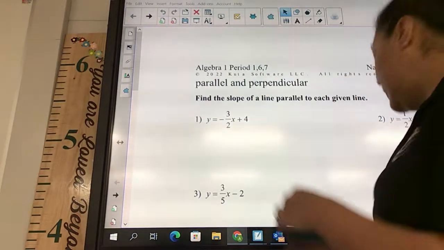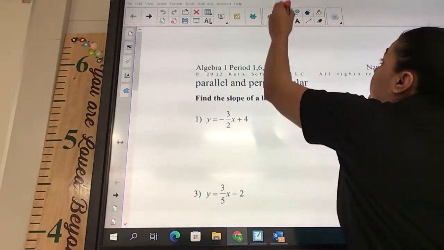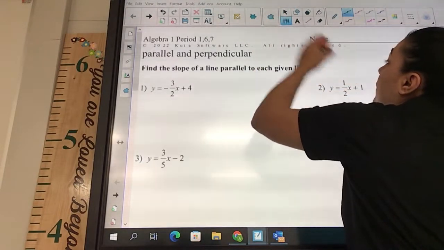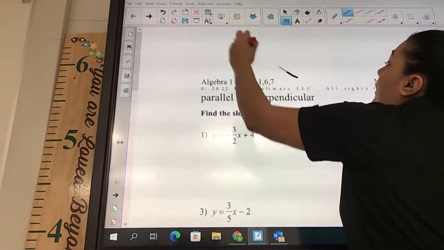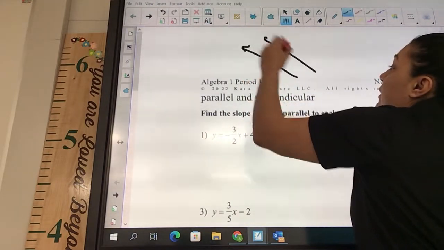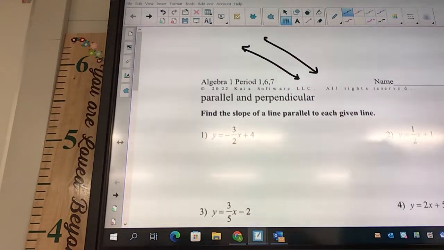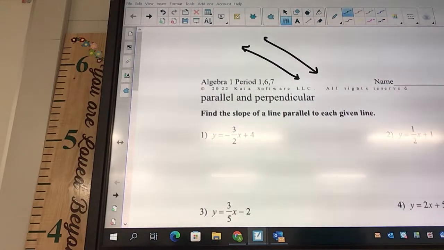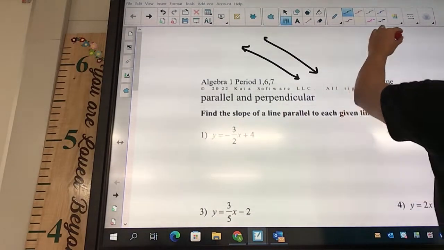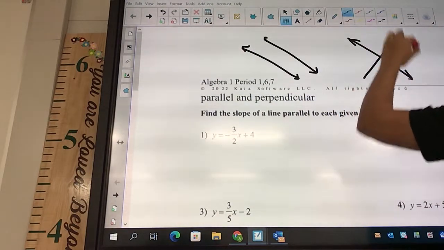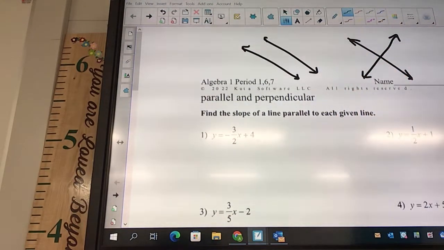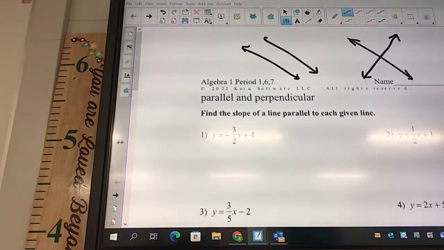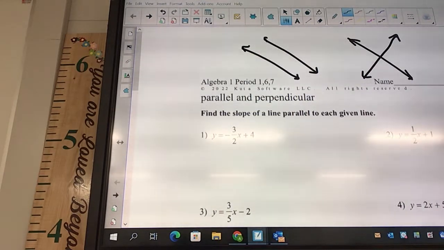But they're two lines that look like this. They have the same slope, but those lines are never going to intersect. Whereas perpendicular lines do intersect. Now the difference with the slope in perpendicular lines is, if you can tell, one line is positive and one line is negative.